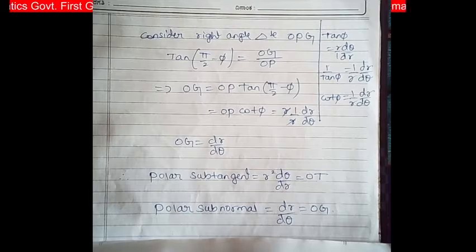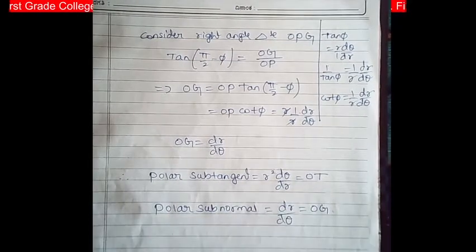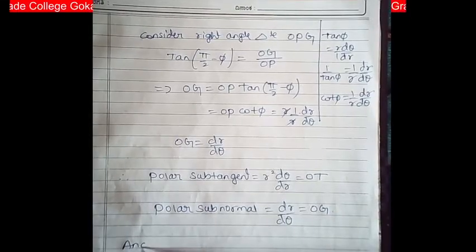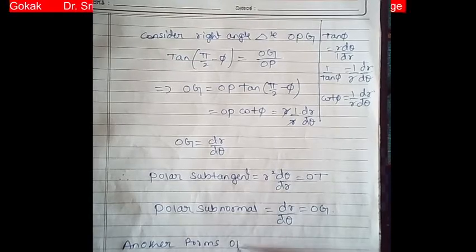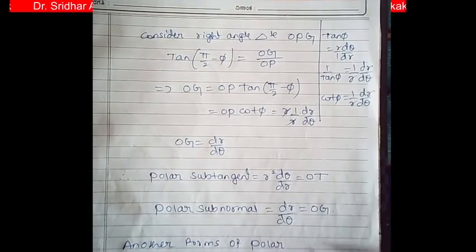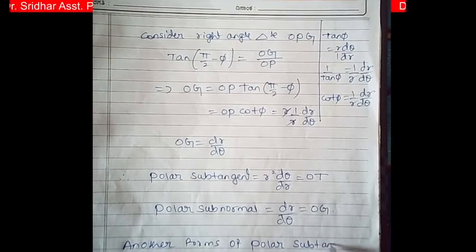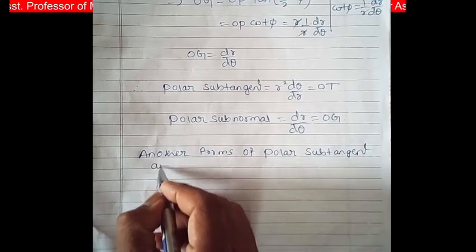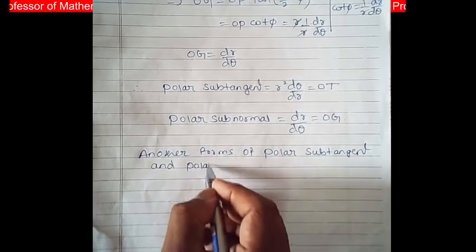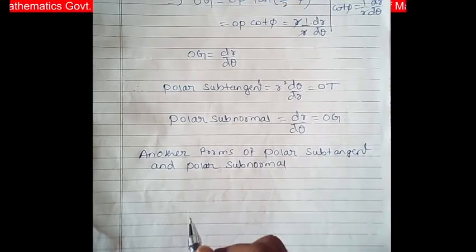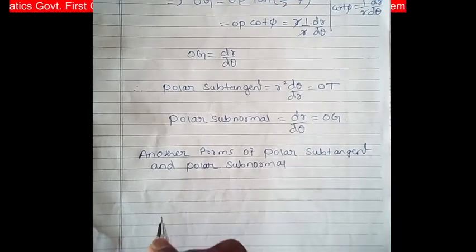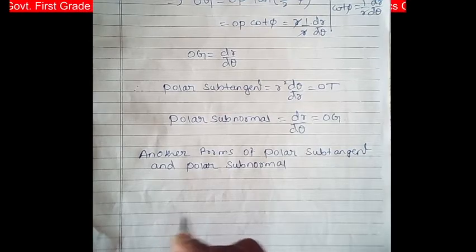So this is about polar subtangent and polar subnormal. Now other forms of polar subtangent and polar subnormal. Another forms of polar subtangent and polar subnormal. So what are those forms?